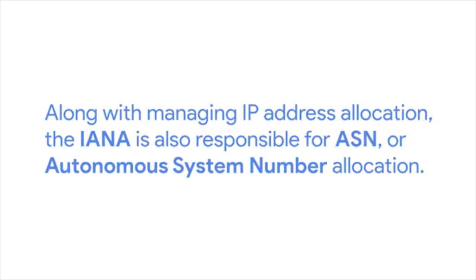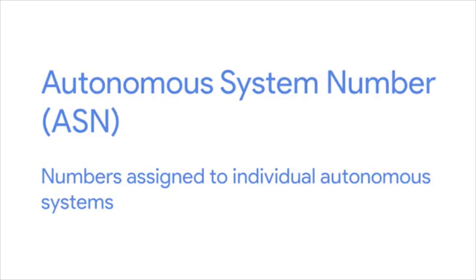Along with managing IP address allocation, the IANA is also responsible for ASN, or Autonomous System Number allocation. ASNs are numbers assigned to individual autonomous systems. Just like IP addresses, ASNs are 32-bit numbers, but unlike IP addresses, they're normally referred to as just a single decimal number instead of being split out into readable bits.